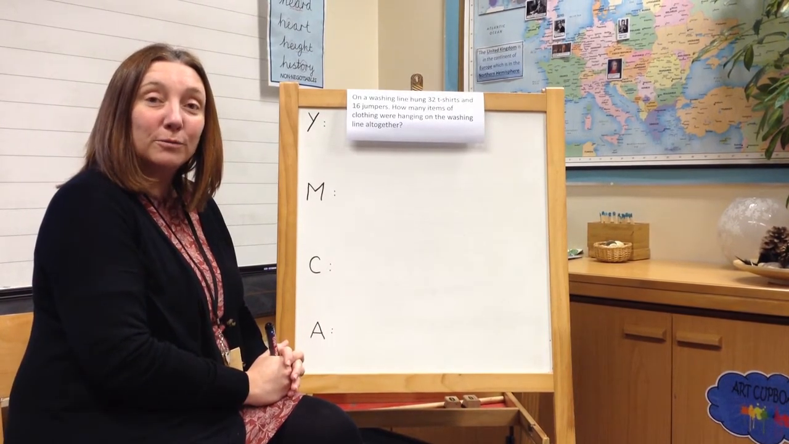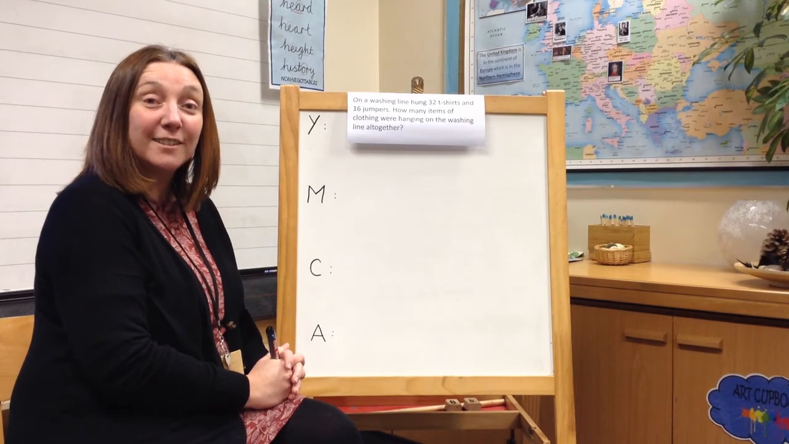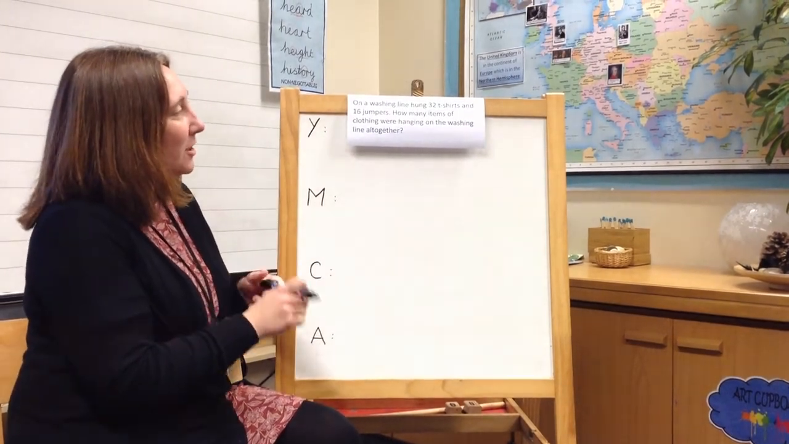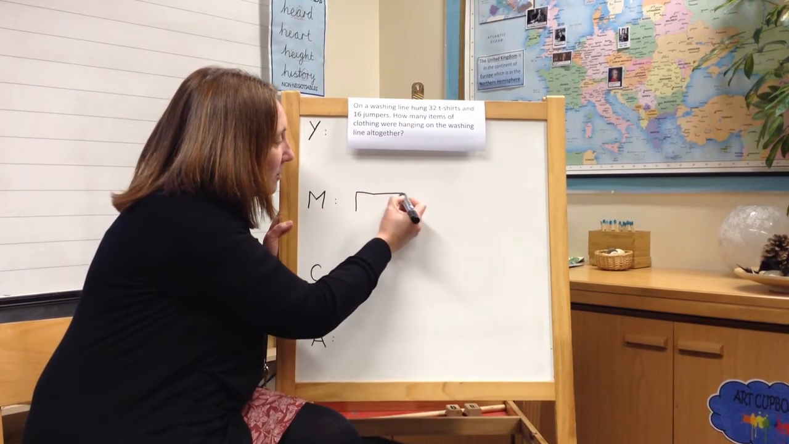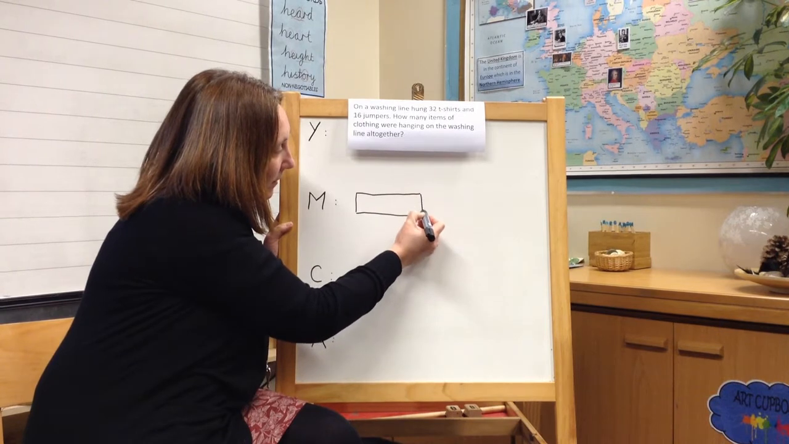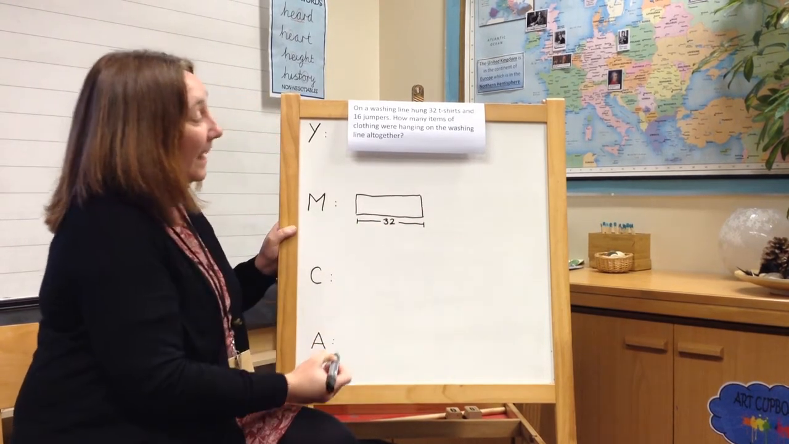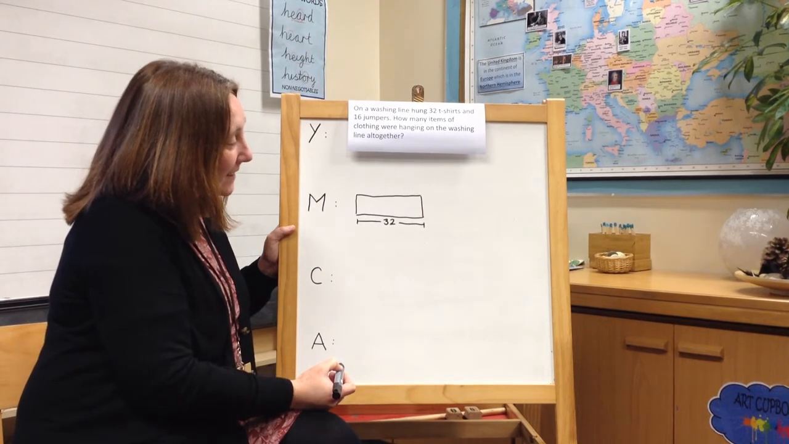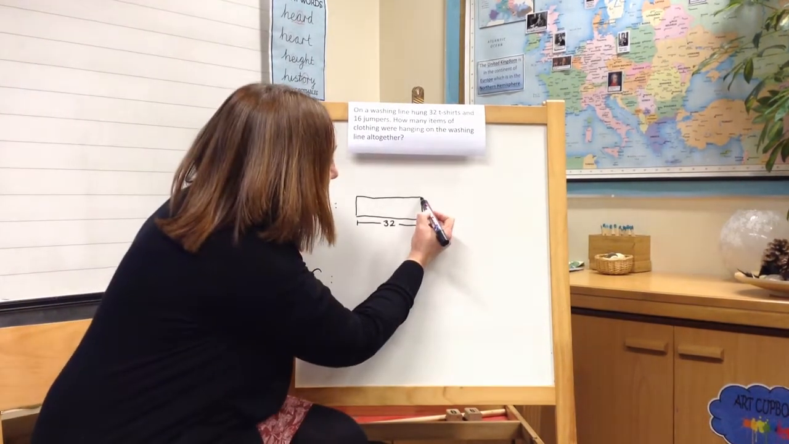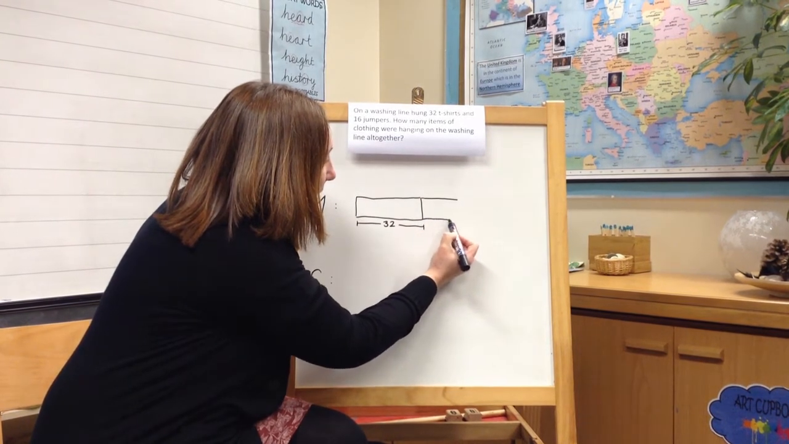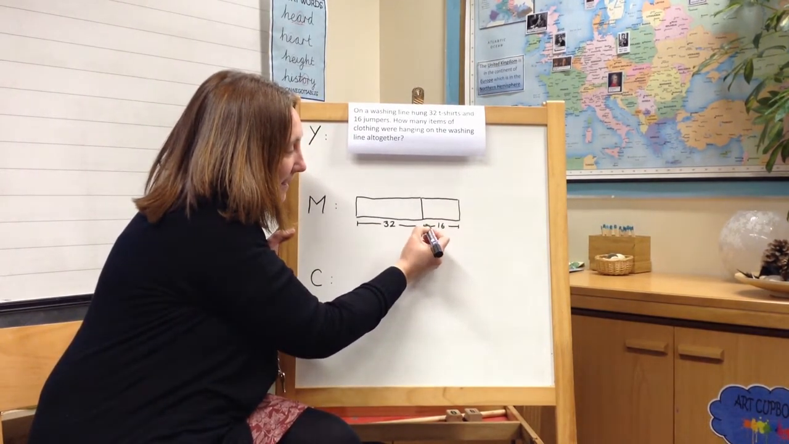This is definitely a part whole because the problem tells us the parts. We know how many t-shirts and how many jumpers. We've got to find the total. So let's model the information. On a washing line hung 32 t-shirts. So the first part is going to be my t-shirts, and that is worth 32. And 16 jumpers. So I need to add a bar of 16 onto my 32. I know 16 is half of 32, so this part of the bar needs to be approximately half of the first one. And that is worth 16.